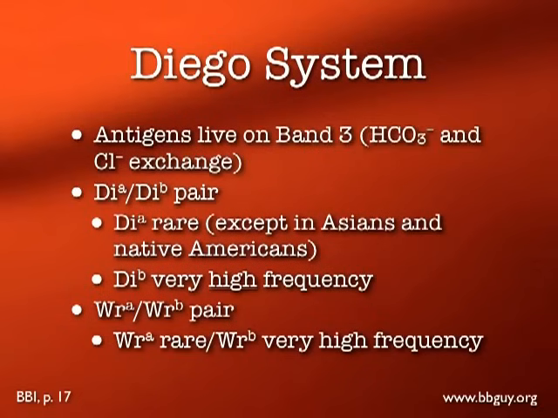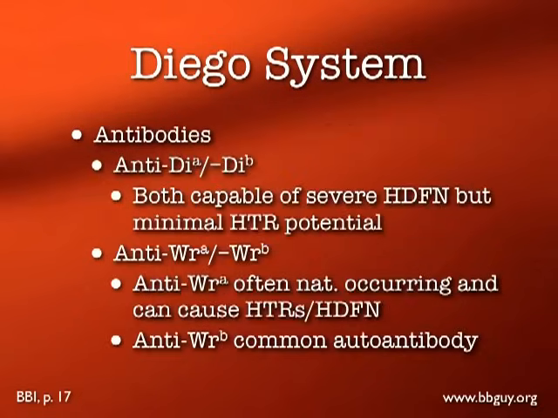B is high frequency and the A is low frequency. The antibodies for DIA and DIB are both capable of severe hemolytic disease, but not much in the way of hemolytic transfusion reactions. With WRA and WRB, those antibodies, WRA is usually naturally occurring.